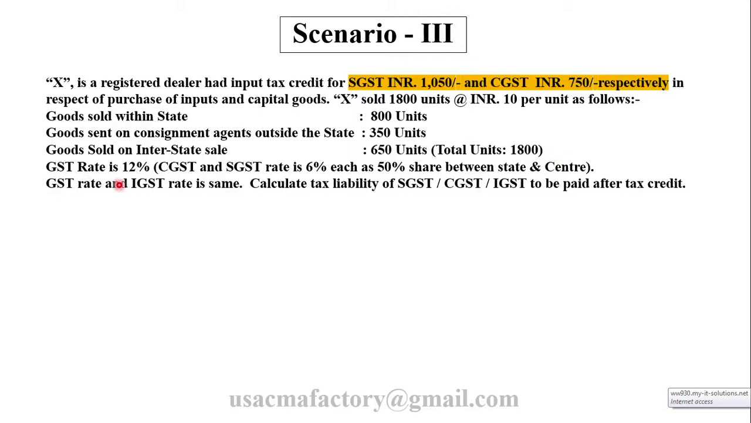The GST rate is 12%, that means CGST and SGST are 6% each, the share of each government. Now calculate the tax liability of SGST, CGST and IGST to be paid after tax credit. These are the tax credits on purchase of inputs and capital goods. Let's see how to calculate.